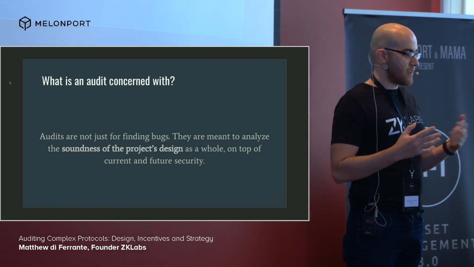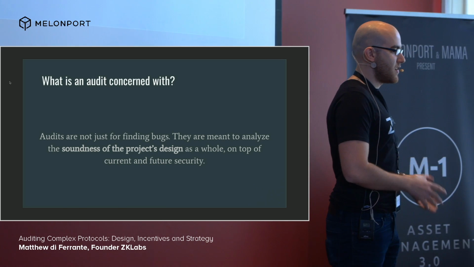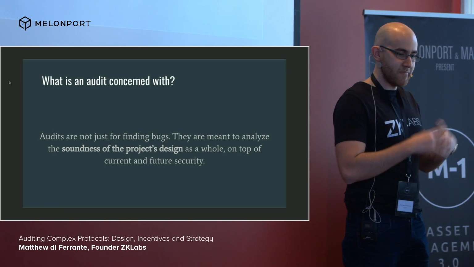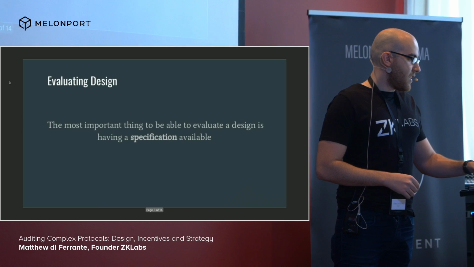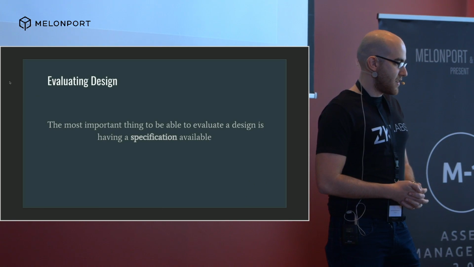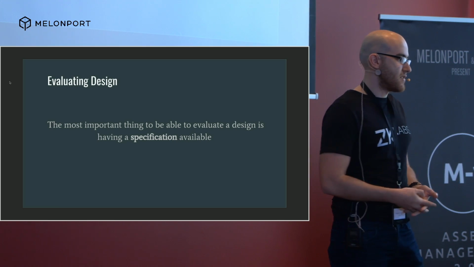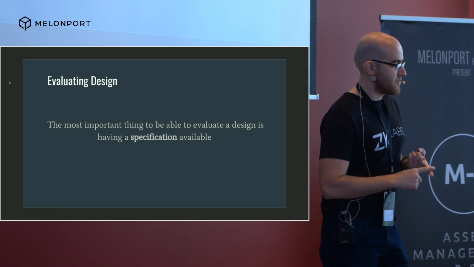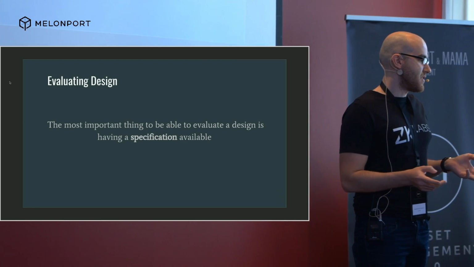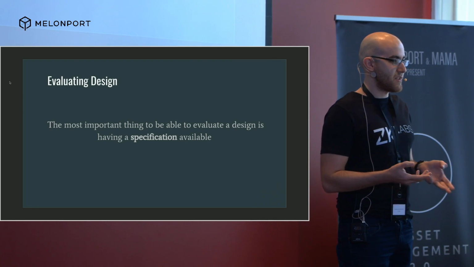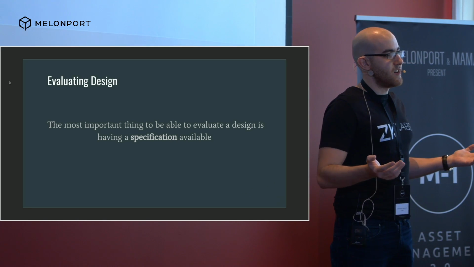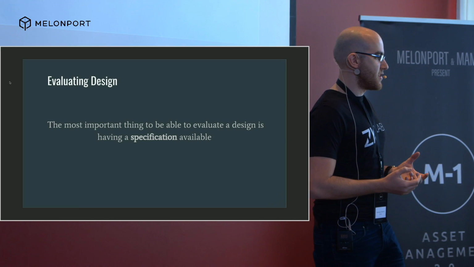So it's kind of a holistic thing. Not just the code, but how people interface with the code, how they interact with the code, how they think about the code, sort of everything related to it. And so to be able to evaluate design, the most important thing is to have a specification available, because otherwise I don't know what I'm supposed to be auditing. You don't know what you're having audited, and nobody really knows what the thing is actually supposed to do in the first place. We just end up operating on a set of assumptions that we are not even sure that we really share.